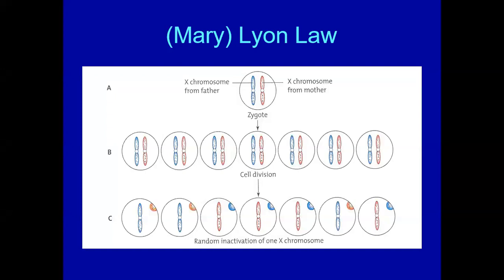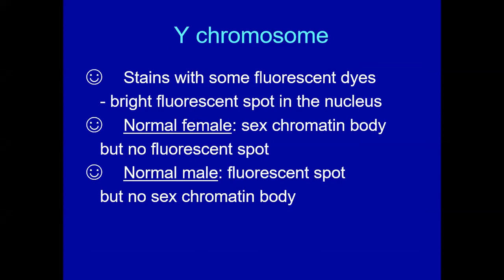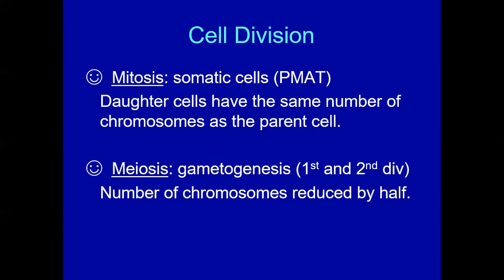Now this is also the arrangement of the Lyon law. Now we come to the Y chromosome. It is also stained with some immunofluorescent dyes.